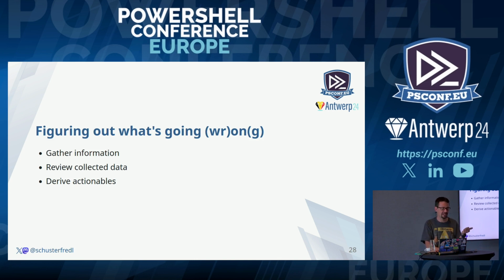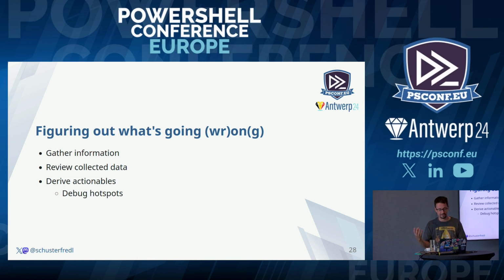Basically, first we start to gather information about the system. So what's going on? This is what we're going to look at heavily. Then we're going to review the collected data. We're going to find a couple of nice ways to do this. And then we're going to derive actionables and actually fix that system because we really want it to work. And then maybe if there are still hotspots, we're going to debug these hotspots.